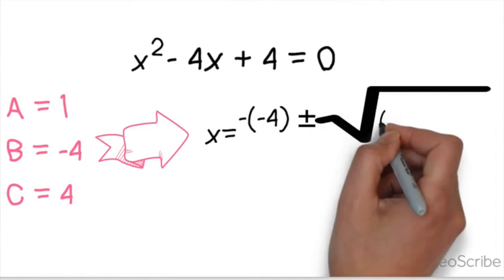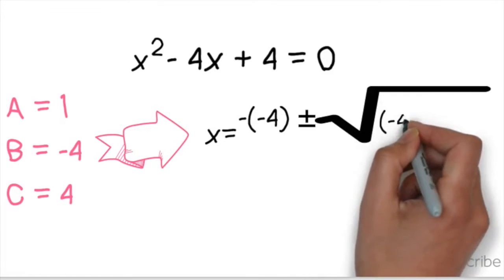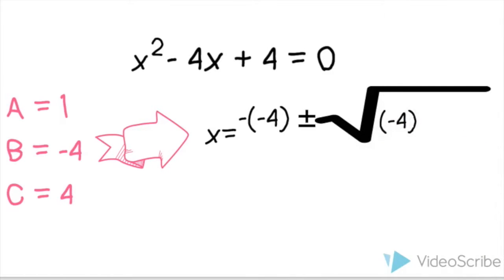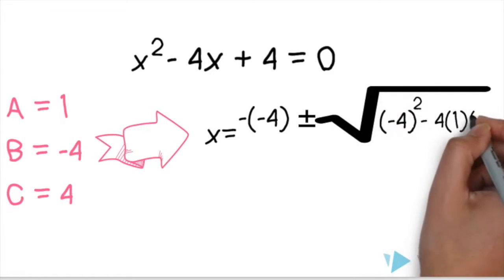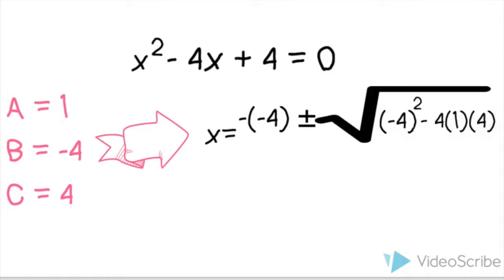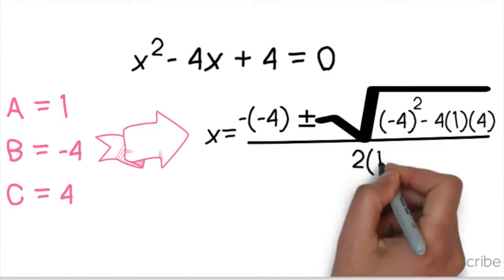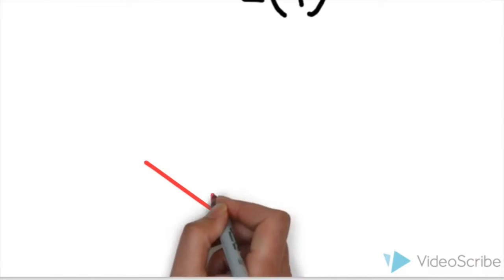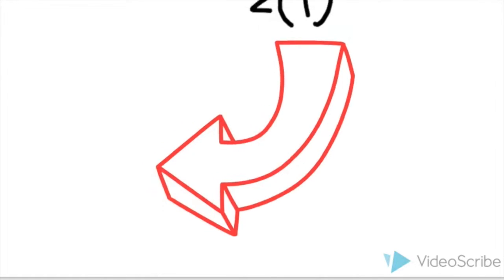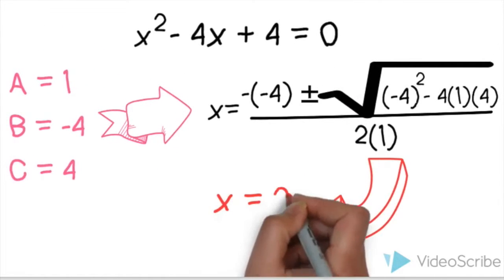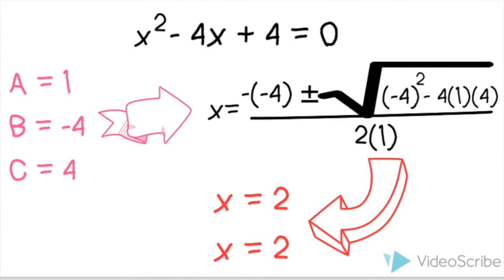of negative 4 squared minus 4 times 1 times 4. This will be all over 2 times 1. When simplifying this equation, we will get the solution x equals 2 and x equals 2.